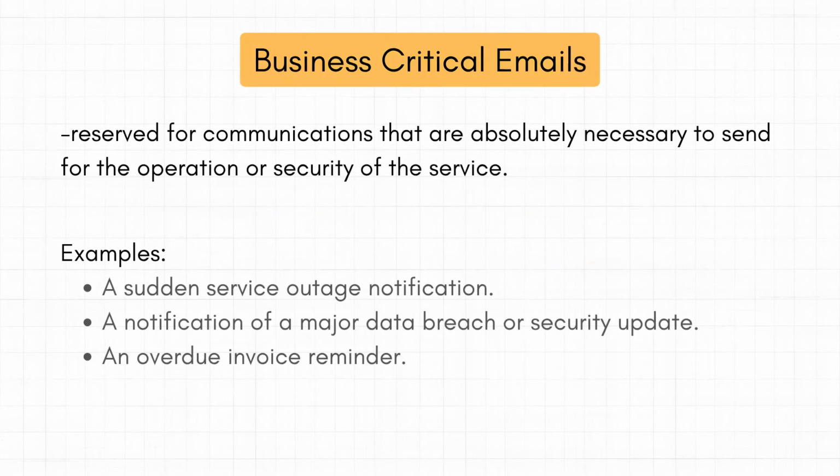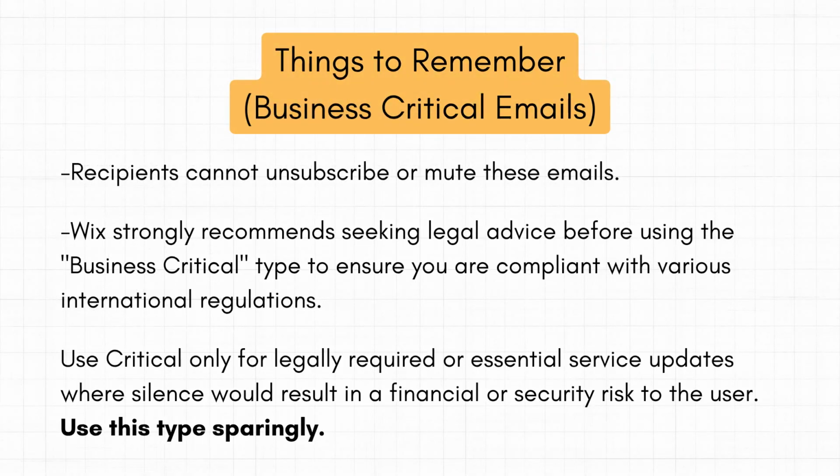A business critical email is reserved for communications that are absolutely necessary to send for the operation or security of the service. For example, a sudden service outage notification, a notification of a major data breach or security update, and an overdue invoice reminder. Recipients cannot unsubscribe or mute these emails. They are sent regardless of the contact's subscription status.